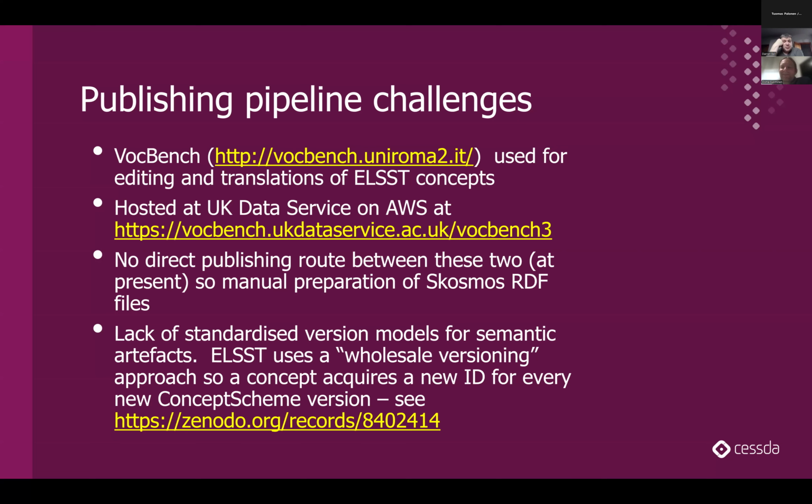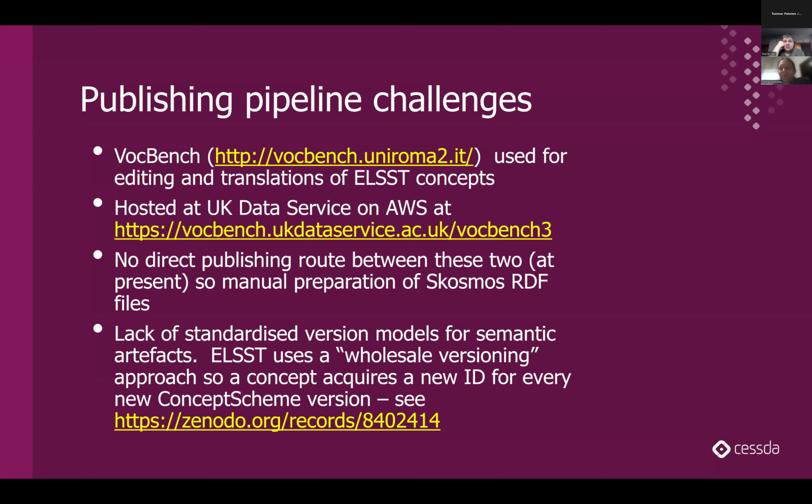Yes, so we use VocBench for the editing platform, and we host that on the AWS cloud. Now, within the wider semantic artifact repository ecosystem, there are quite a number of tools that have gained traction over the last 5 years. One of which is obviously Skosmos. We have VocBench. ShowVoc has recently emerged. My personal opinion is that it's still not quite mature enough for a presentation layer.